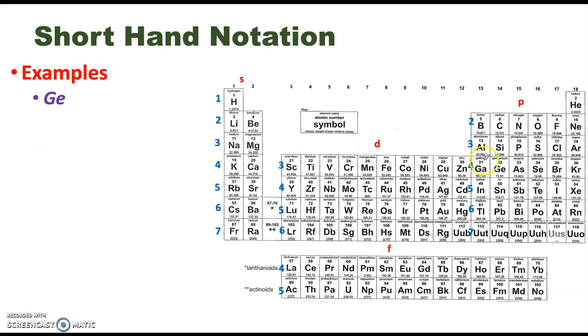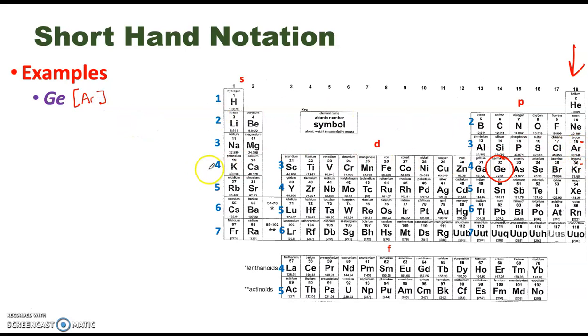Let's do germanium to start with. Germanium is number 32. If I look at 32 and go over, here are my noble gases. My noble gases are group 18. Krypton is after germanium. Argon is right before. 18 comes before 32. So I know that I'm going to start my electron configuration with argon in square brackets.